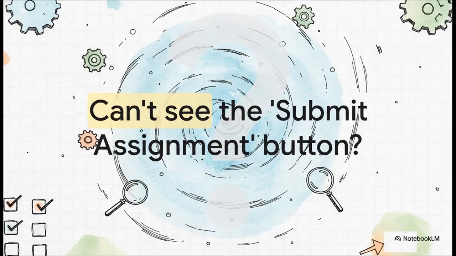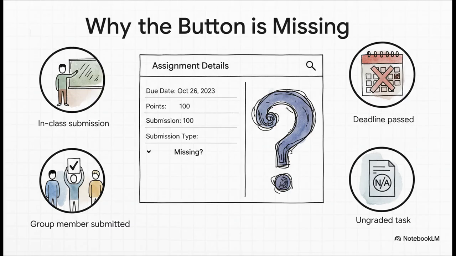But what happens if you get to the assignment page and poof, that button just isn't there? The first thing to know is don't panic. This happens sometimes, and there's almost always a perfectly logical reason for it. See, if that button is missing, it's usually on purpose. For instance, maybe it's not an online submission at all. It could be an in-class presentation. Or the due date might have passed and the assignment is closed. If it's a group project, maybe one of your teammates already submitted for everyone. And sometimes it's just an ungraded task that doesn't need a formal submission.